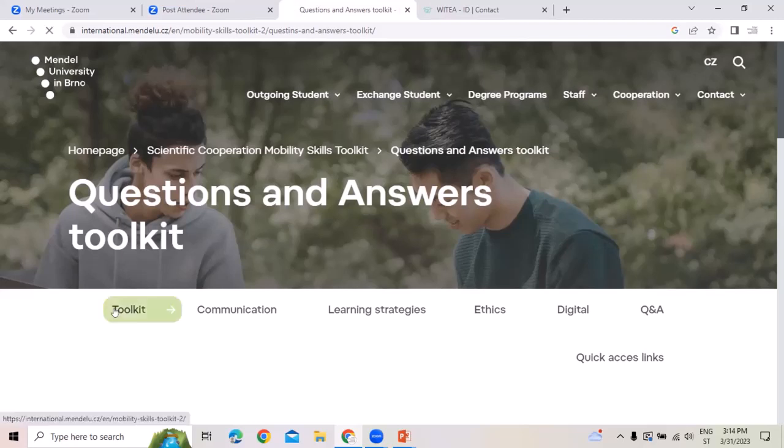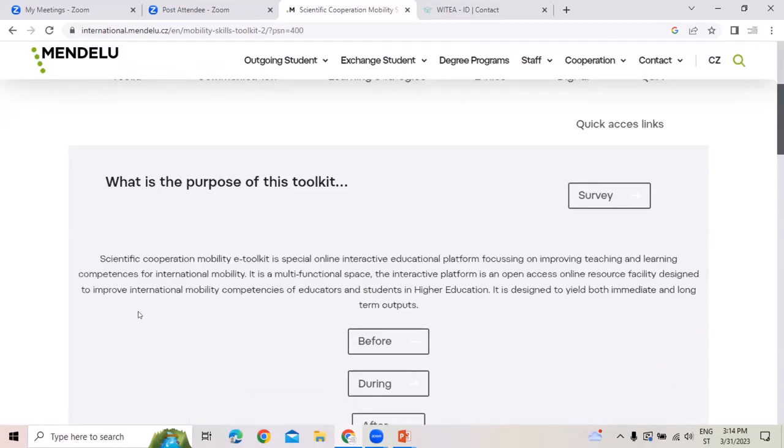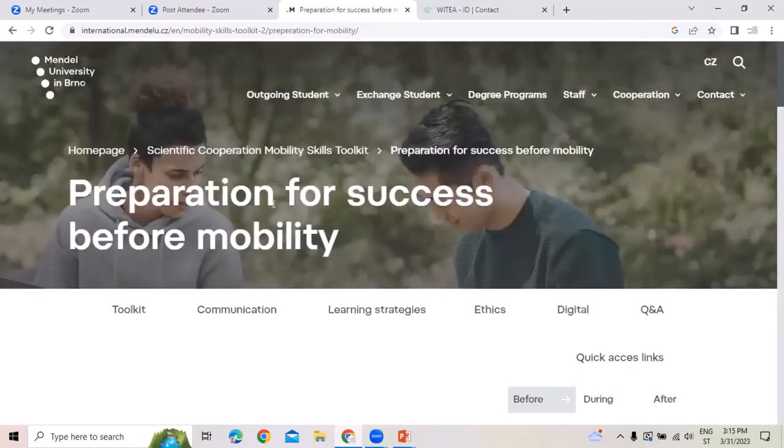The second aspect is for the person who is now going on a mobility, or is on a mobility. This person is either before going on a mobility, on a mobility, or after a mobility. And this is beautiful. If this person is now planning to go somewhere, click on before. Then it says there, preparation for success before the mobility.